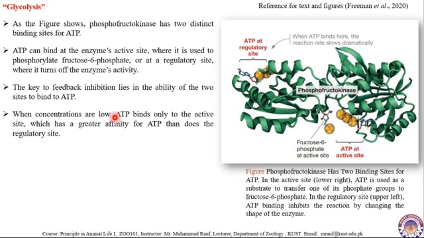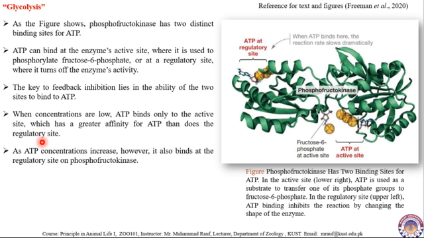When concentrations are low, ATP binds only to the active site, which has a greater affinity for ATP than does the regulatory site. So when ATP is in deficient amount, then there is a need to break down glucose and release more energy. Therefore ATP binds to this active site when it is in deficient amount, and this enzyme is active and keeps its function.